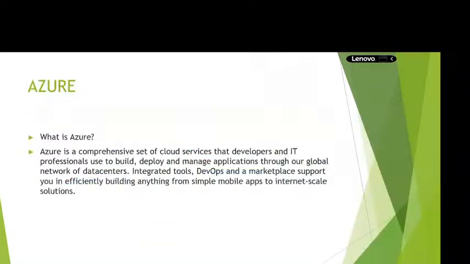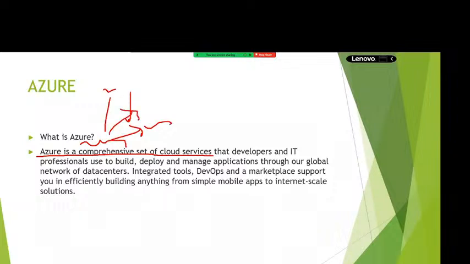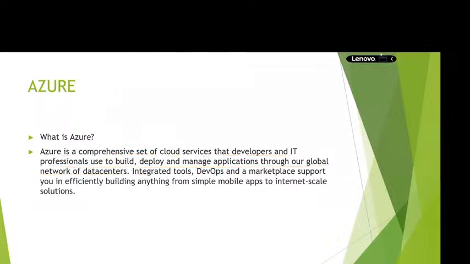What is Microsoft Azure? Microsoft Azure is a comprehensive set of cloud services. This is an interview question. When you attend an interview at Microsoft itself, you will get this question. What is Azure? Azure is comprehensive, in the sense a group of all enterprise features. Azure is a comprehensive set of cloud services where we can build, deploy, manage, and access the applications through global network data centers. This is called Microsoft Azure.